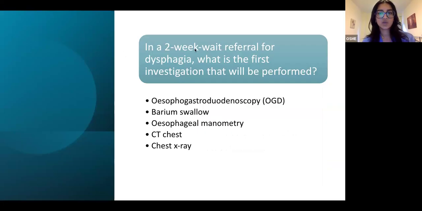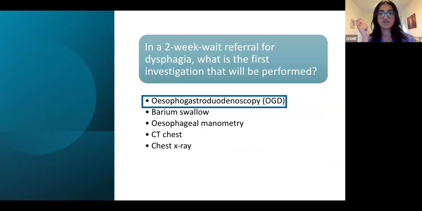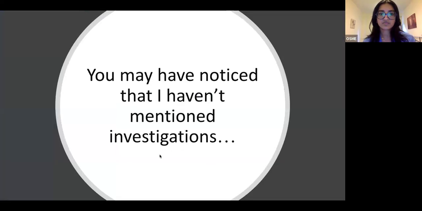And here is a question. So in a 2-week wait referral for dysphagia, what is the first investigation that will be performed? So the main definitive investigation that would give you a diagnosis would be an OGD. So putting an endoscopy tube into the mouth, which can then visualize the esophagus, the stomach, and the duodenum, as this will help you see if there's any tumors, any changes to the stomach lining, any ulcers, etc.